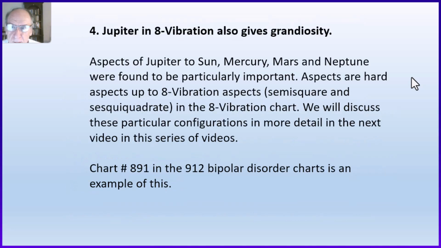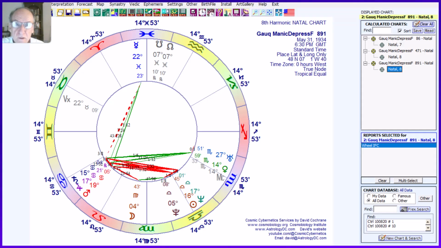Okay, so let's look at some examples of Jupiter in 8 vibration. And I'll go into a little bit of detail. It was Jupiter connected to Sun, Mercury, Mars, or Neptune in any hard aspect in the 8 vibration. And chart 891 of the 912 bipolar disorder charts is an example of this. So to illustrate what we're talking about, the kinds of things you would see, here is the 8 vibration chart of number 891 of the 912 people.